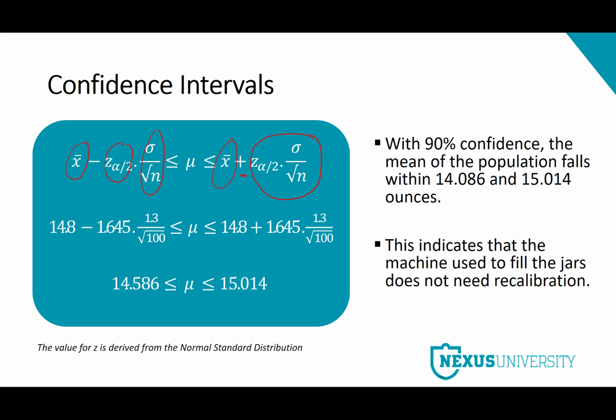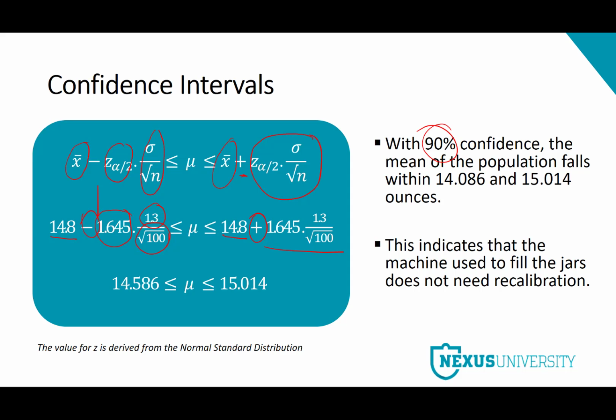In our case, the mean of the sample is 14.8 ounces. Then we have the number of standard deviations associated with a 90% confidence interval, and we will look into how that is obtained from the normal distribution table, times 1.3 ounces, which is the standard deviation of the population, divided by 100, which is the number of jars we decided to measure, and in reality is the square root of 100. The upper limit again is calculated using a similar formula. The only difference is that we change the negative to a positive sign.